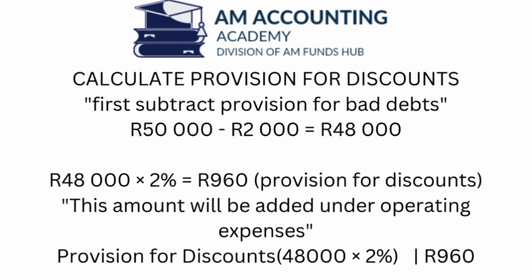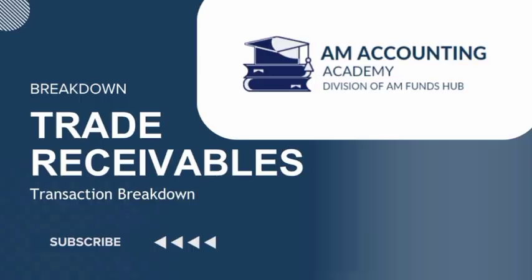So as you're adding all those operating expenses, do not forget to put the total for operating expenses in brackets. And just like that, you will have concluded your trade receivables transaction.